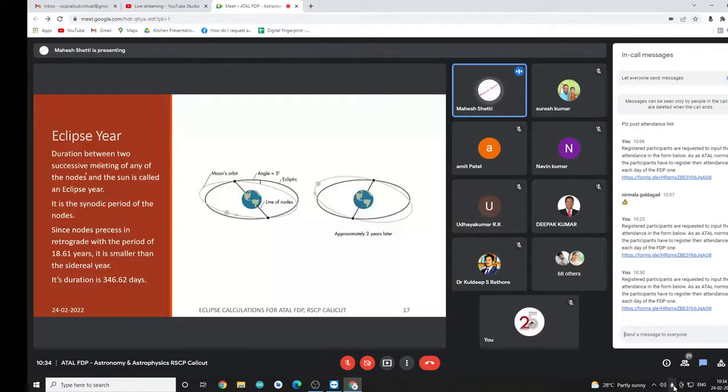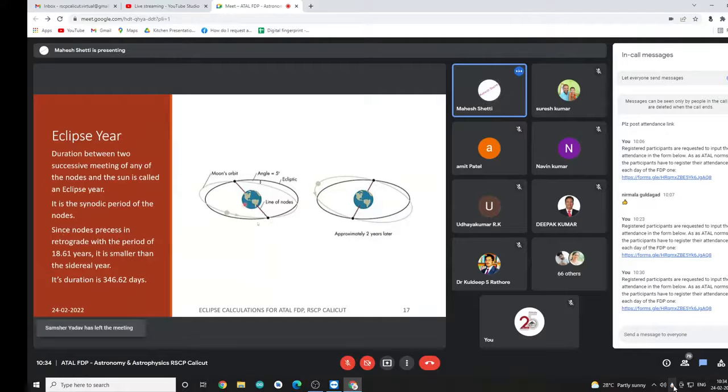Now the duration between two successive meetings of a node and the sun is called the eclipse year. What does it mean? It means that if the apparent motion of the sun is like this, the sun comes near the node. After one revolution, again the sun is going to come near the node, but by that time the node has shifted backwards, so it is going to meet the node earlier than 365 days, and that period is called the eclipse year. So it is effectively a synodic period of the nodes.